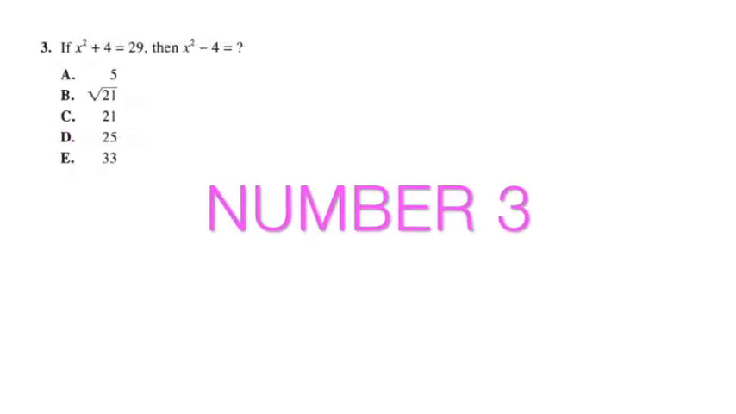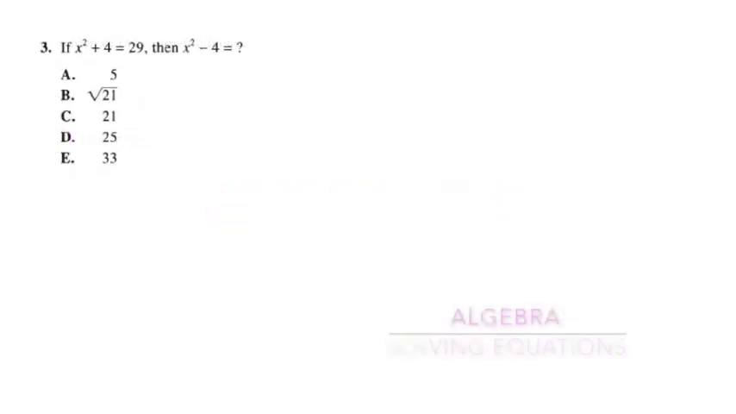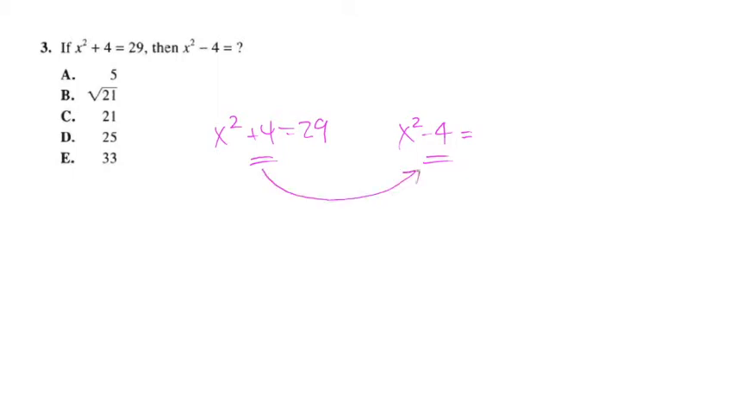Number 3 is an algebra question. We're solving equations. If x squared plus 4 equals 29, then x squared minus 4 equals. I'm going to first write this out. We can do this a couple of ways, but what I want you to notice is what the difference is here. How do we get from a plus 4 to a minus 4? Well, what we can do is subtract 8. X squared plus 4 minus 8 is x squared minus 4. That's how we get to x squared minus 4.